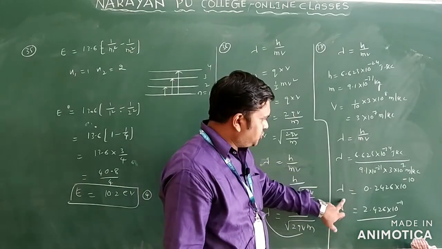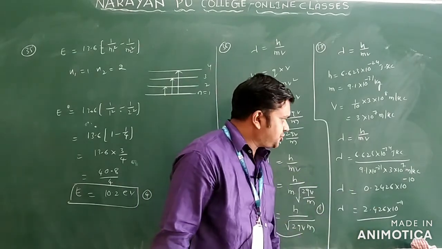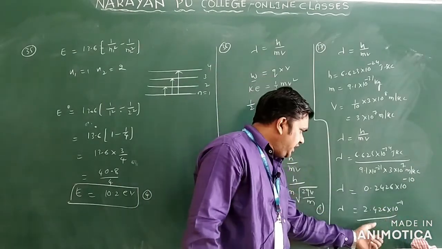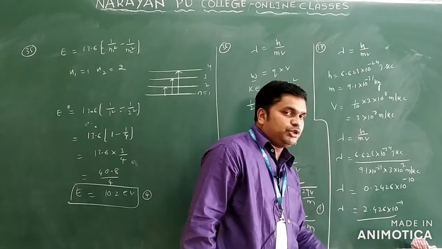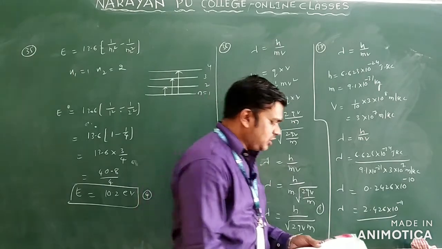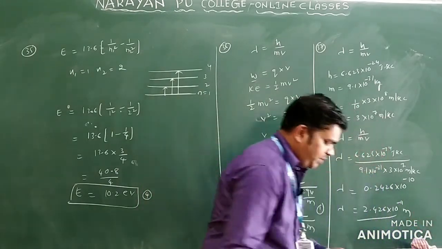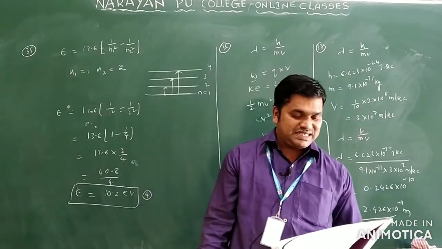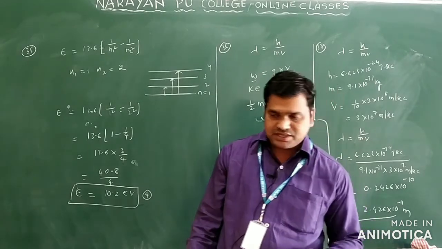If you do the calculation, you will get 0.4426 into 10 power minus 10, which is about 2.4 into 10 power minus 11. What answer will you take? You will take option 3. What units will you get? Meter only. So for question 37, option 3 is the answer.